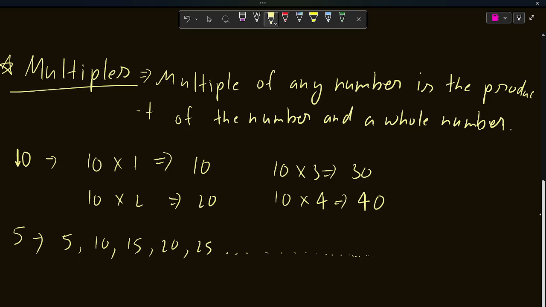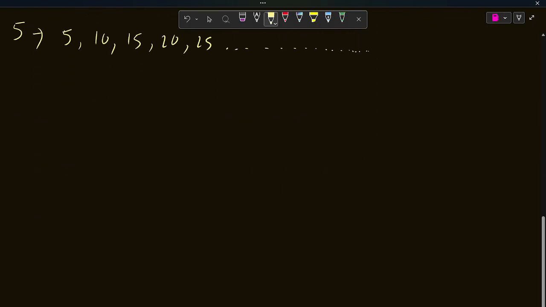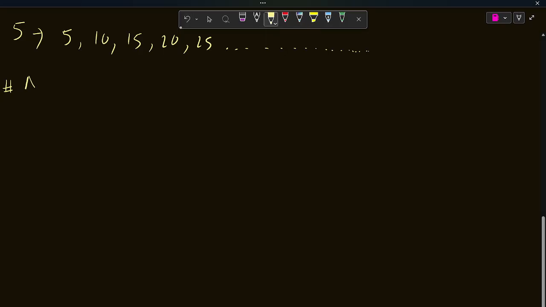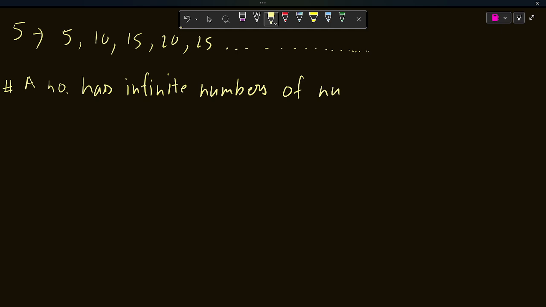Okay, so let's write it down. A number has infinite numbers of multiples.